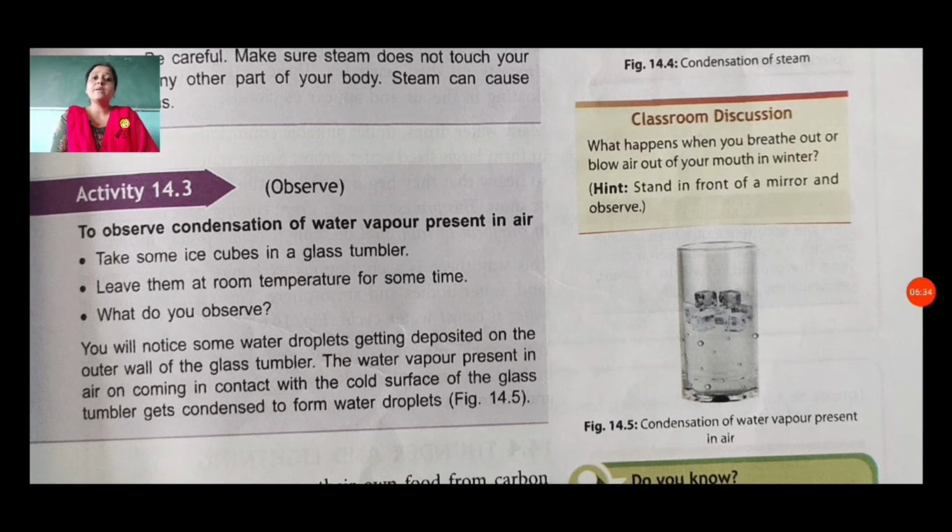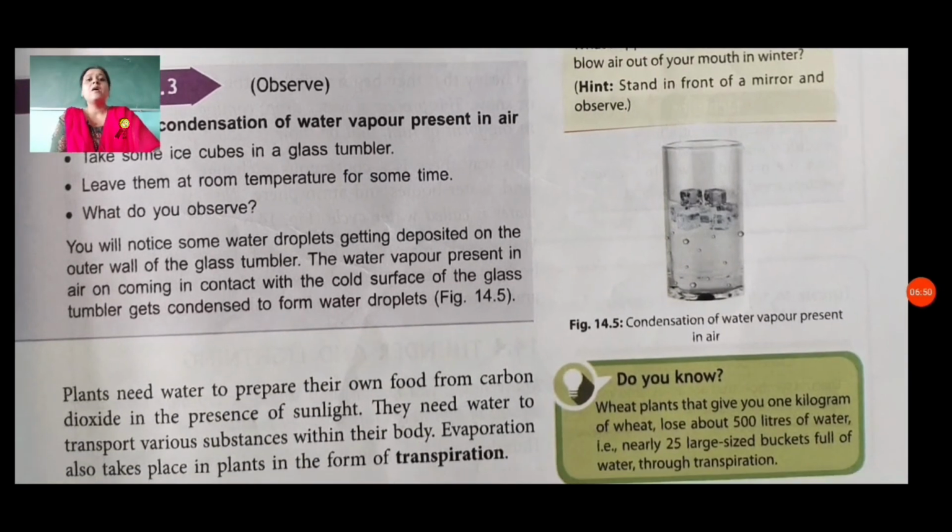The water vapor present in air, on coming in contact with the cold surface of the glass tumbler, gets condensed and forms water droplets. This proves water vapor is present in air.